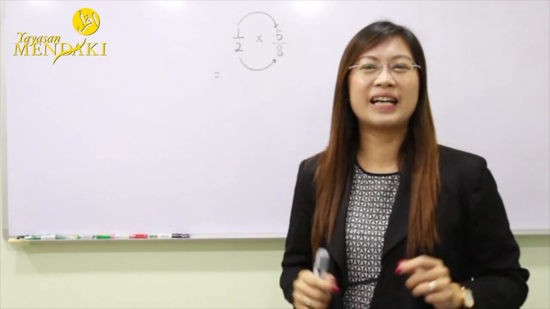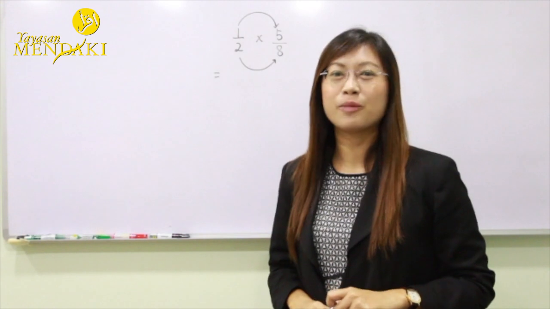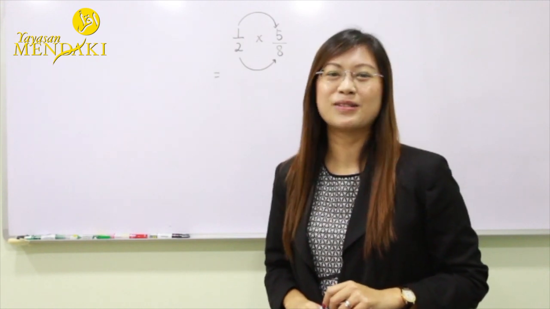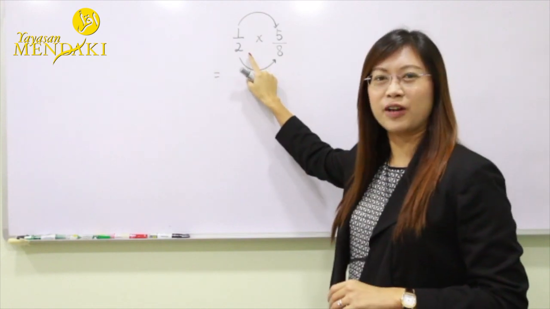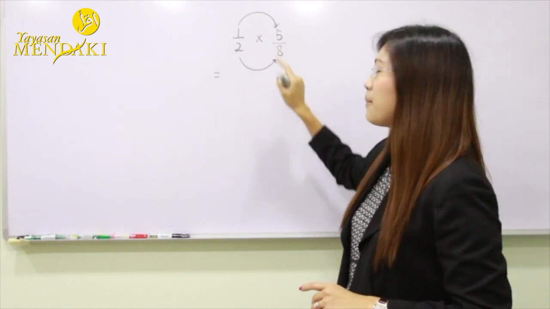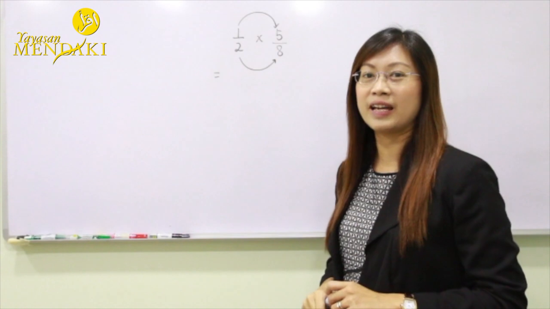Alright, so what about the Burger King method? Now for the Burger King method, we're going to apply it to the multiplication of fractions. Okay, let's look at here. We have two fractions, which is the fraction of half multiplied by the fraction of 5 over 8.